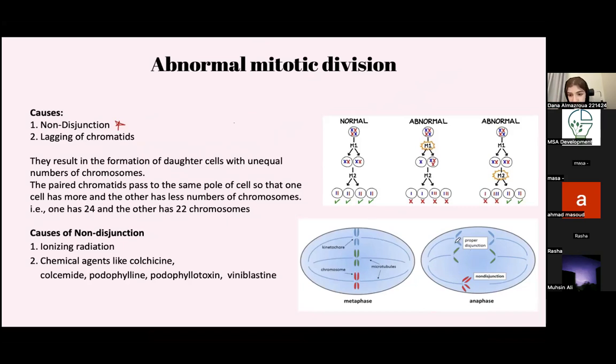So what would happen here, so look at this picture, this is a proper disjunction. Disjunction meaning they're not junctioned together, you're separating them. That's what disjunction means.